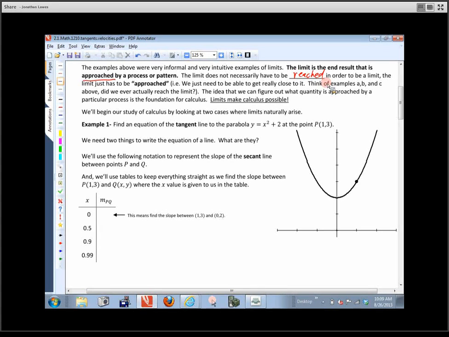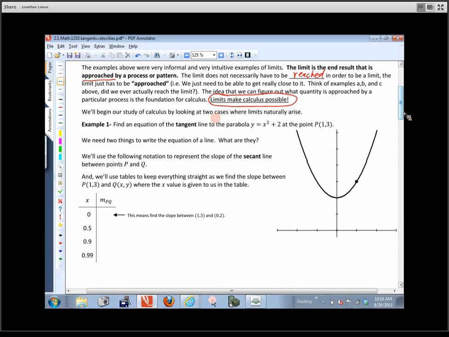And the idea that we can figure out what quantity is approached by a particular process is the foundation of calculus. So in other words, if we said this really succinctly, you really need to know what limits are and how to find it, because limits make calculus possible. Okay, if we weren't able to calculate limits or compute limits, we wouldn't be able to do calculus. Okay, so they're really important.